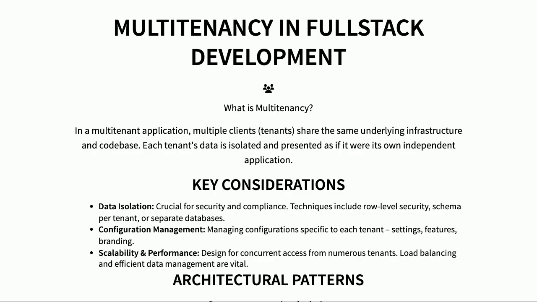We need to make sure data is completely isolated so one tenant can't see another's information. That's a big priority. There are a few ways to handle this architecturally, from sharing schemas and databases with row-level security, all the way to using entirely separate databases for each customer. It's a balancing act between complexity and performance as your application grows.